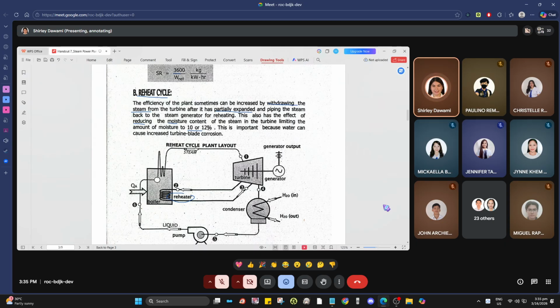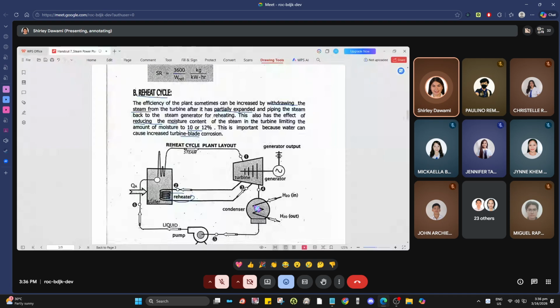Okay, so kaning sa reheat cycle, aside from there is a reheater, para mas musaka pagid ang iyahang energy. This also has the effect of reducing the moisture content. So, importante ning ma-reduce ang moisture content kay mao man na siya makadaot, or makakorrode sa turbine blade. So, syempre, kung corroded ang turbine blade, mamubo gid ang iyang efficiency, di ba? So this is important because water can cause increased turbine blade corrosion.